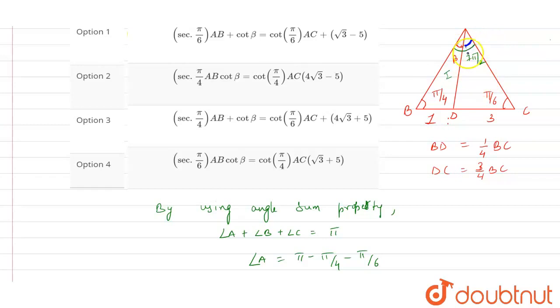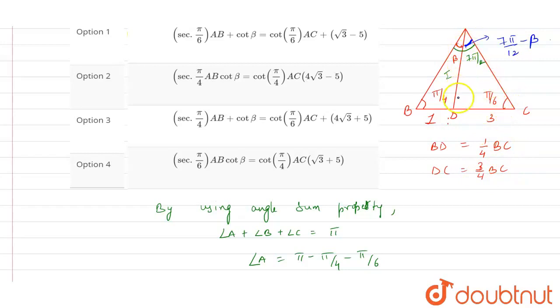So this angle will be equal to 7 pi by 12 minus beta, right? So sine of this angle upon, what is the opposite side? This is the opposite side. So what is its length? 3 by 4 BC. Sine of 7 pi by 12 minus beta upon 3 by 4 BC will be equal to sine of pi by 6.